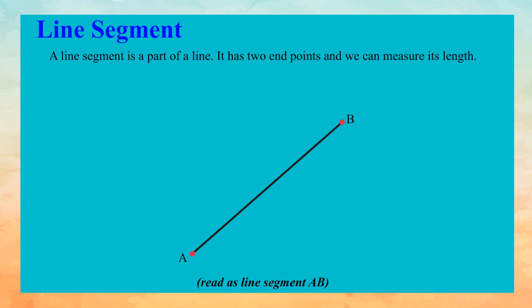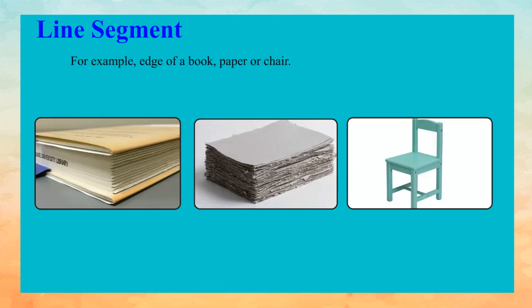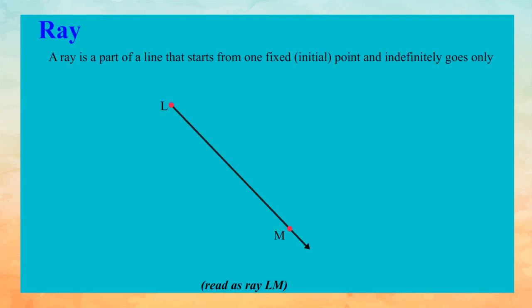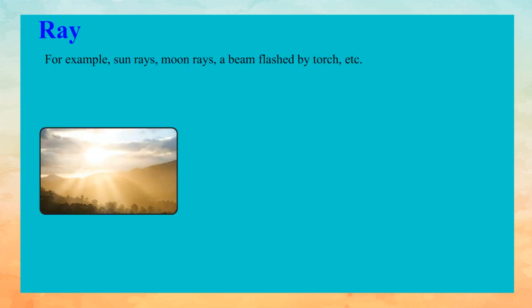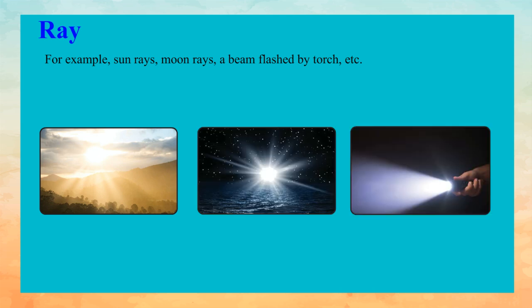Line segment. A line segment is a part of a line. It has two endpoints and we can measure its length. It is also a one-dimensional figure. For example, edge of a book, paper or chair. Ray. A ray is a part of a line that starts from one fixed, initial point, and indefinitely goes only in one direction. For example, sun rays, moon rays, a beam flashed by torch, etc.